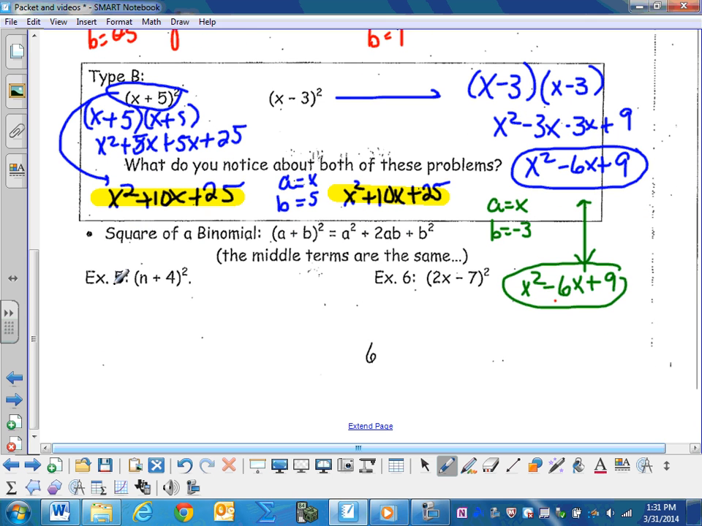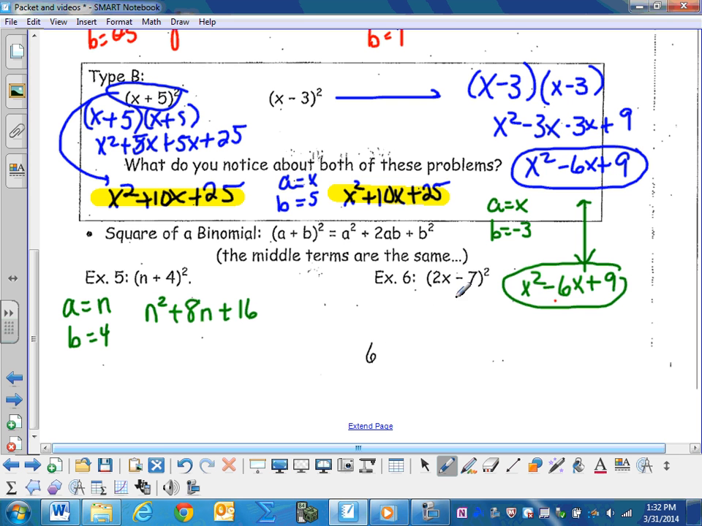So let's go ahead and do example 5. N plus 4 squared. That's a square of a binomial. So a equals n, and b equals 4. So a squared, n squared, since this is a plus, we're going to put a plus here. 4 times n is 4n, times 2 is 8n, and then b squared.